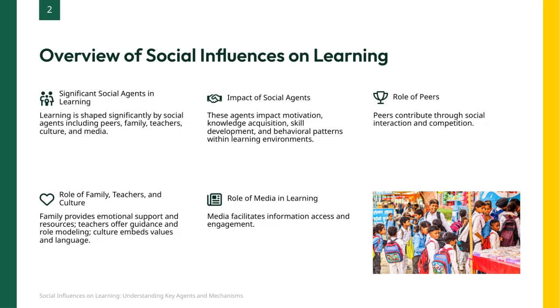When we talk about social influences on learning, it's important to recognize the key social agents that play a role. These include peers, family, teachers, culture, and media. Each one uniquely shapes how we learn and grow. For instance, these agents don't just relay information, they impact our motivation to learn, how we acquire knowledge, develop skills, and even influence our behavior within learning environments.